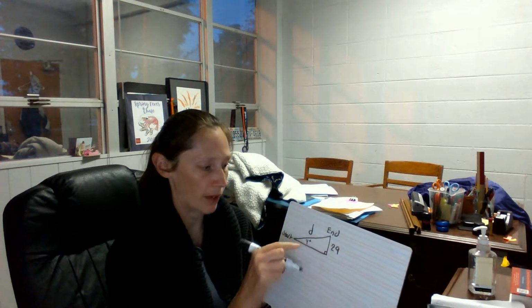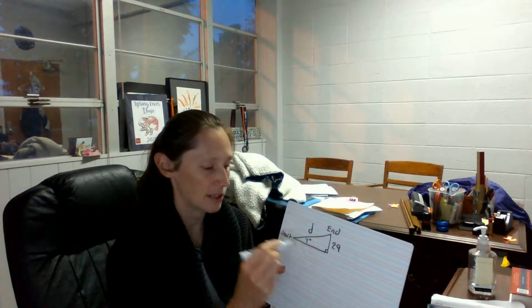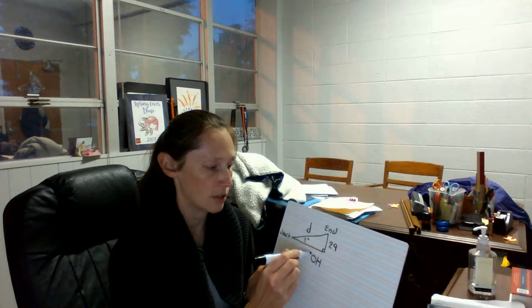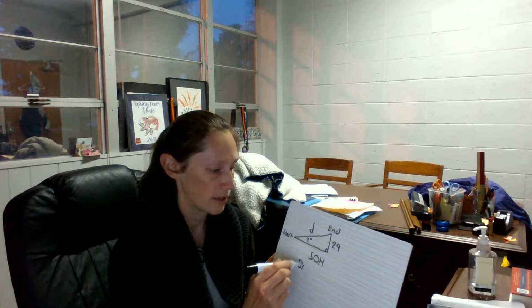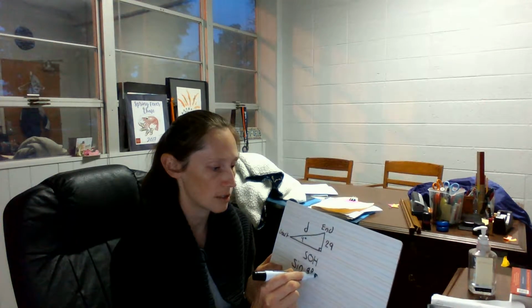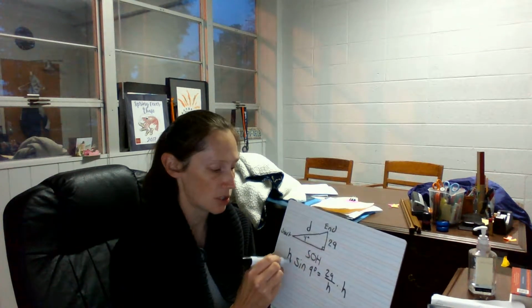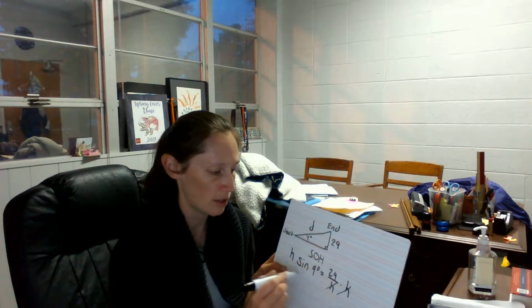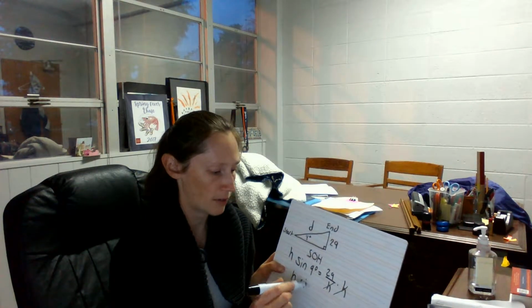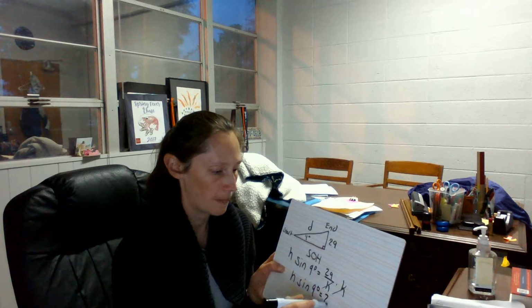So I have opposite that I know and hypotenuse that I want to know. Opposite, hypotenuse, I need to use SOH, or sine. So the sine of 9 degrees is 29 over h. I'm going to isolate h. If I multiply both sides by h to get h out of the denominator over here, then I have h sine of 9 degrees is 29.